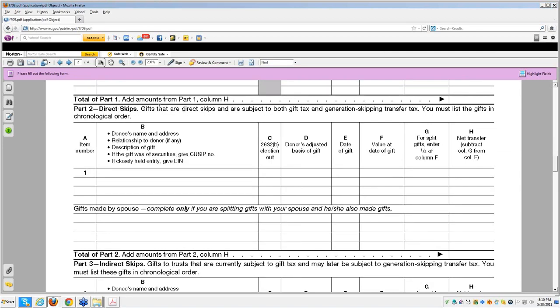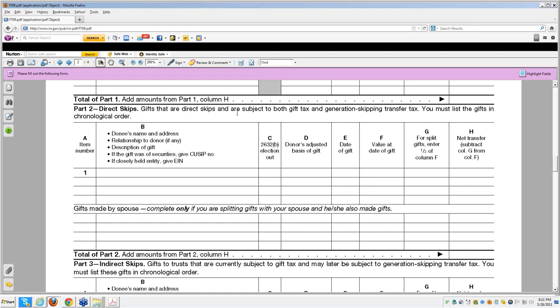Direct skips. Gifts that are direct skips are subject to both. Remember, what is a direct skip? See, you guys don't know how to fill these out because you're not reading. Would a direct skip be from you to the servicing company? No, what did it say in 2612? Was it a trust or a natural person? Yeah, that's in 2613. Right.